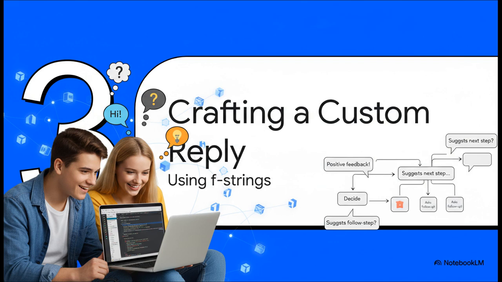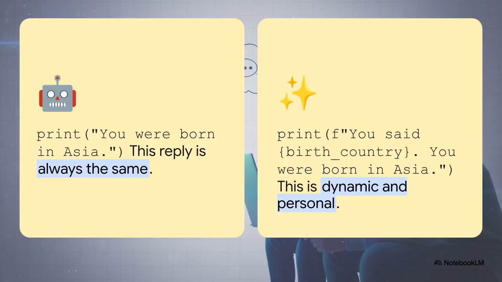And now for the really fun part. We're so close. Our program can ask, it can remember, and it can decide. Now let's make the replies feel personal and dynamic by using something called f-strings. Just look at the difference here. On the left, we've got a static reply. It's the same thing, over and over.